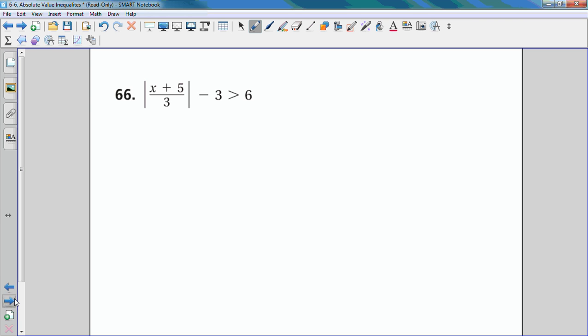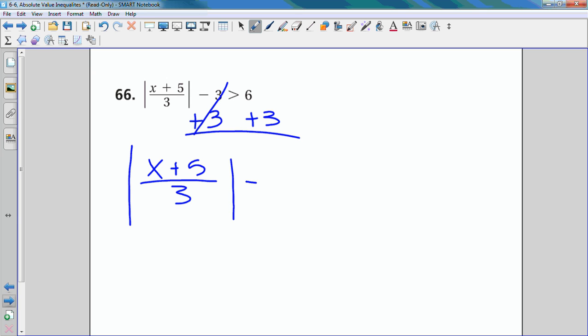Okay, step 1, isolate the absolute value. So I have to do what? Get rid of this 3. Add 3 to both sides. So add 3 to both sides. And I have absolute value of x plus 5 divided by 3 is greater than 9. Now, is that possible? Yeah. Yes, it is.